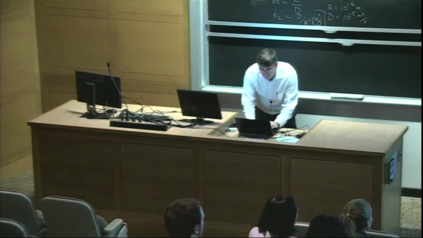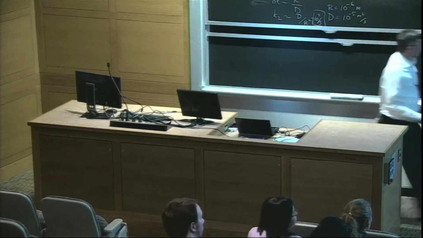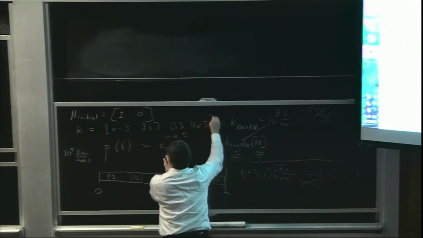It's a lot easier to do it with a lot of people checking your work. All right, so 4 times 10 to the minus 5. So this is what we think K is.